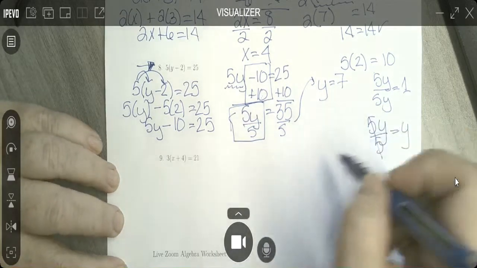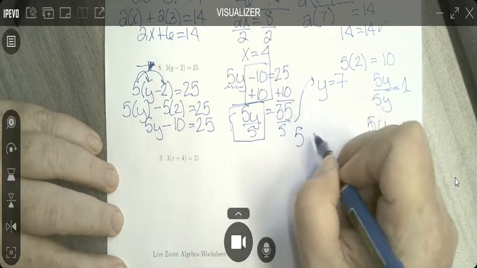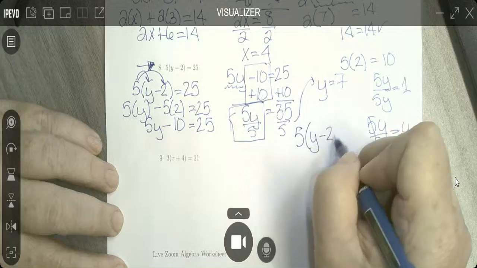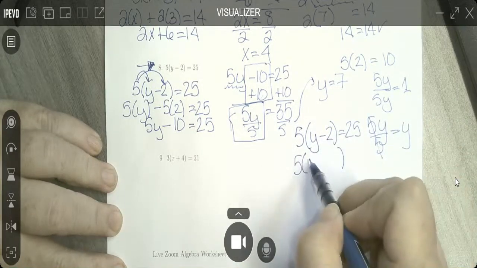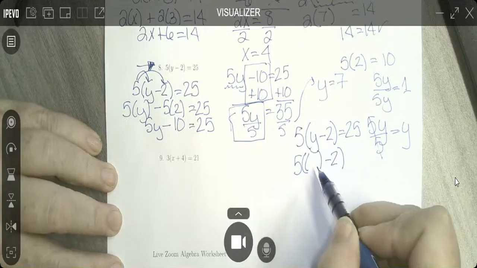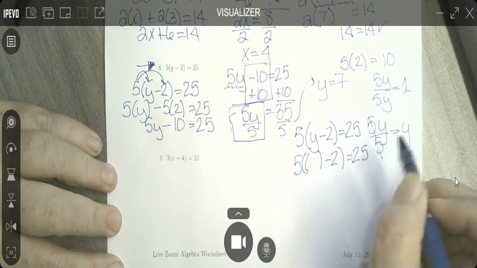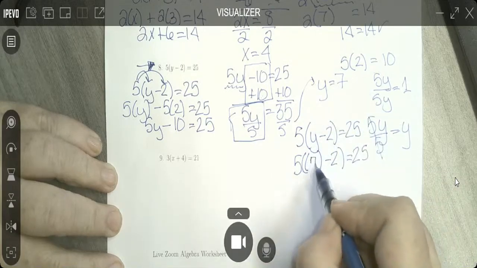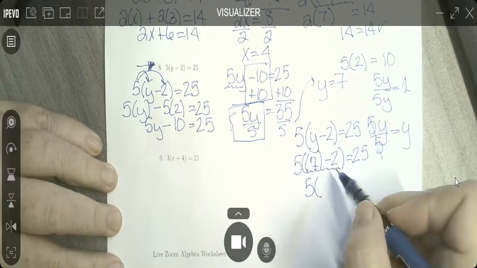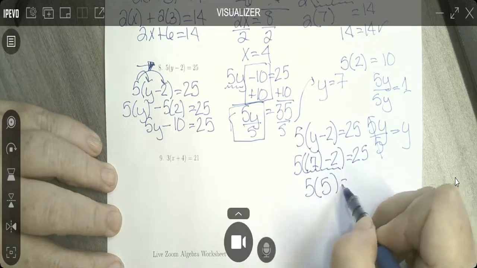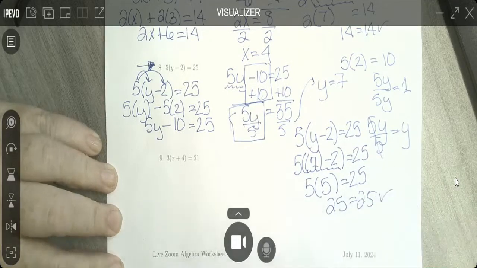All right. I'm running out of space here, but we're going to make it fit. 5 parentheses y minus 2 equals 25. Now remember, I like to do this. I think it's a great recommendation that you put a parentheses around your variables. All right, now we think our answer is 7, so I'm going to put a 7 in there. Order of operations says I have to do what's in parentheses first. So 7 minus 2 is 5. It's 25. Look at that. 25 equals 25. Yay, we did it.